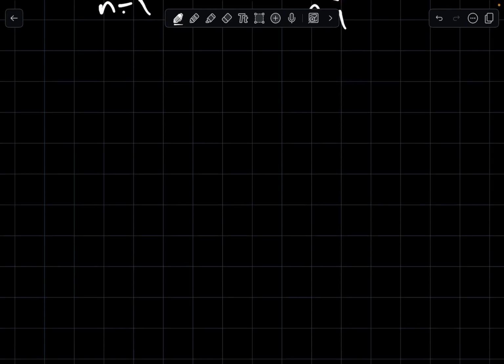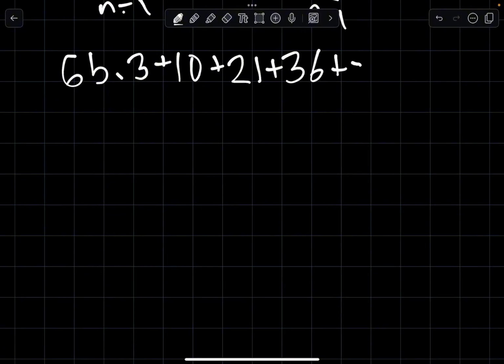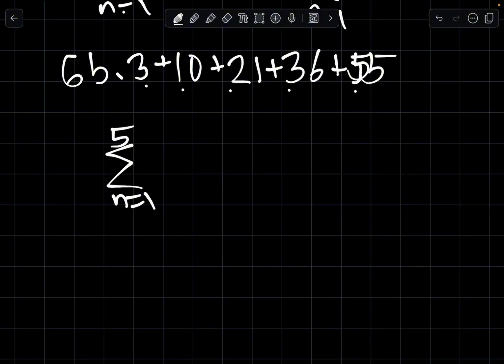Next, 6b. We have 3 plus 10 plus 21 plus 36 plus 55. So the amount of terms in here, 1, 2, 3, 4, 5, 5 terms. So let's go ahead and write the sigma with 5 and n equals 1. Off the bat, there's no instantaneous common difference I see here. So let's just check. We have 1 times 3.